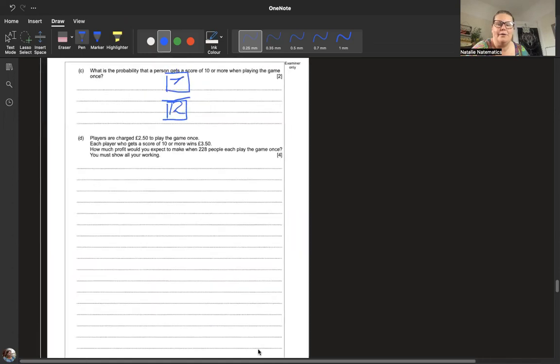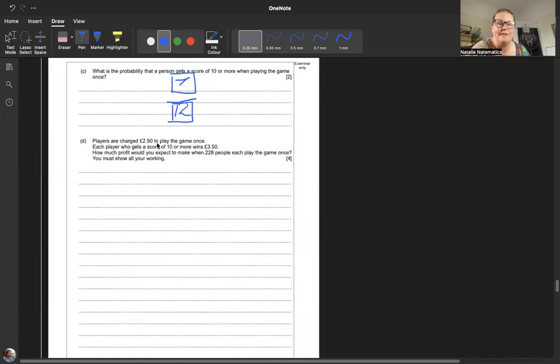Right, let's have a look now. Players are charged £2.50 to play the game once. I'm just going to literally write this down. They're going to pay £2.50. Each player who gets a score of 10 or more wins £3.50. So if they get 10 or more, I'm just going to show this as a little diagram. Excuse my writing. So that means they win. And if they didn't, they lose.